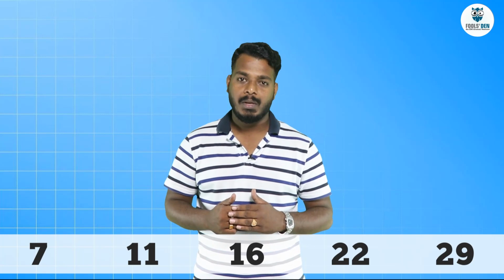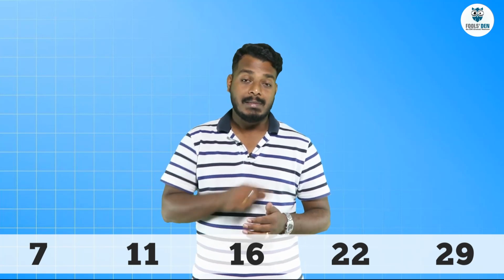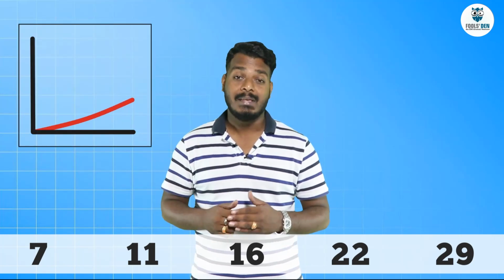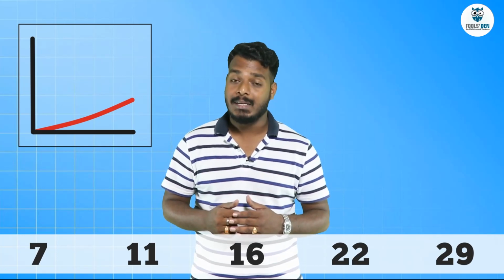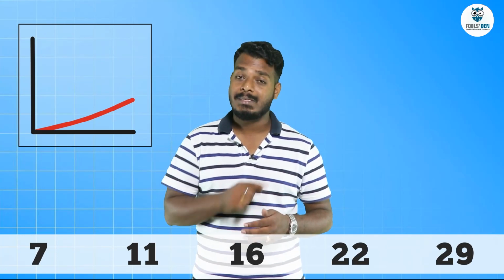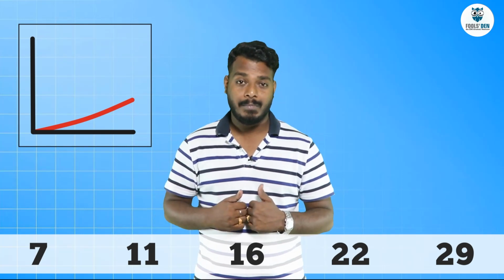Now there would be a question in your mind: how to differentiate between a question based on difference and a question based on multiples. Here is how you can do it. Look at the two series. Series number 1: 7, 11, 16, 22, 29. Here you can see that there is a gradual increase in every next number. That is, this series increases slowly.